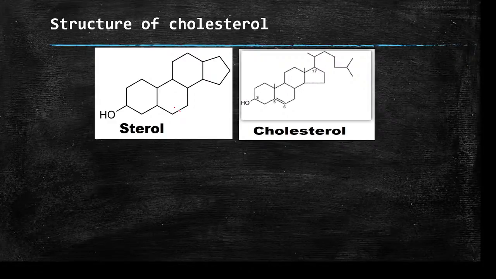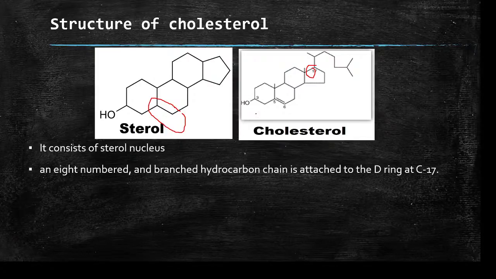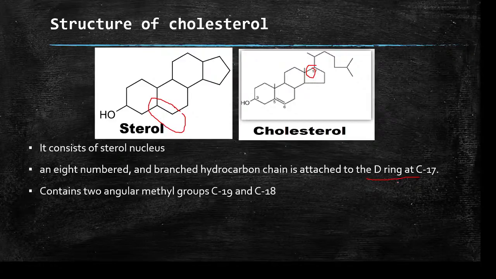It has a double bond over here at the 5th and 6th carbon atom. And at the 17th carbon atom it has a side chain. How many carbons? 1, 2, 3, 4, 5, 6, 7, 8 carbon-containing side chain. It consists of a sterol nucleus, and an 8-numbered, branched hydrocarbon chain is attached to the D ring at C17.